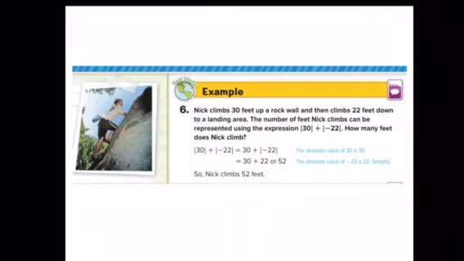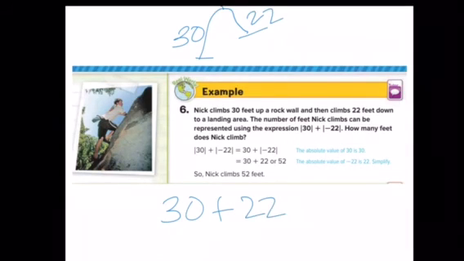So if you've ever tried to climb a wall, you know that Nick deserves all of the credit for completing every piece of climbing that he does. He went up, he came back down a little bit, but we want to know the distance that he climbed overall. So that's why it's 30 here, it's down 22, but we're going to consider that distance a positive number after we find that absolute value. So 30 plus 22 equals a total of 52 feet that he climbed. All right, so hopefully that all makes sense.